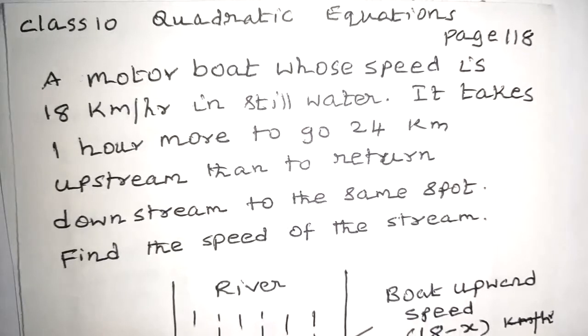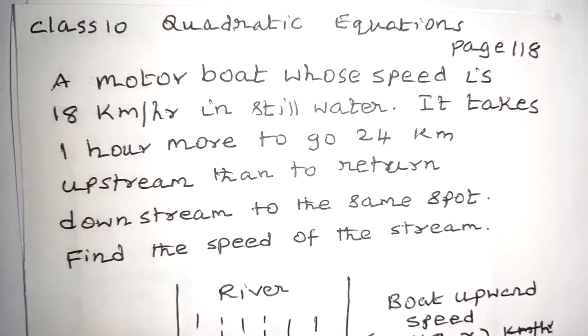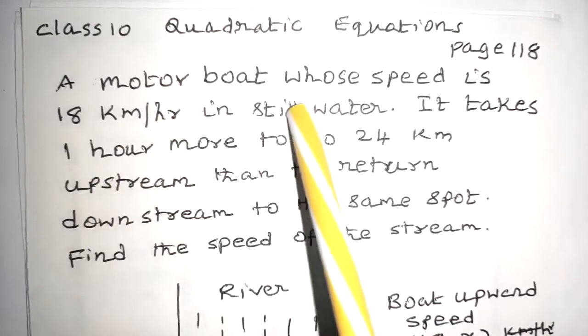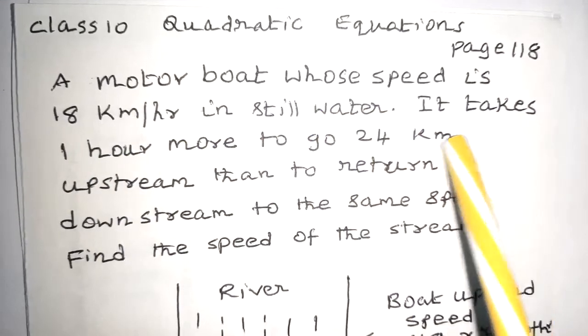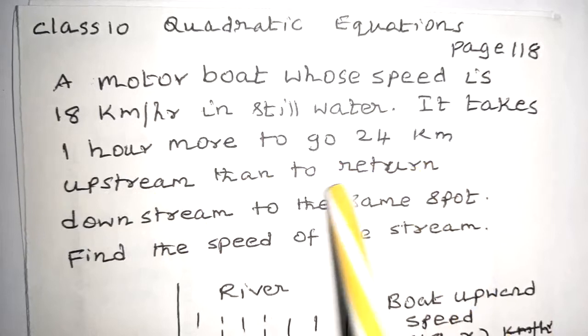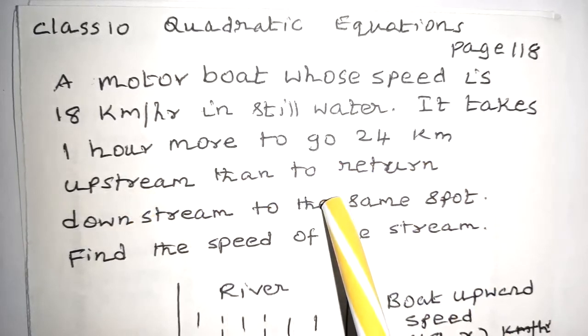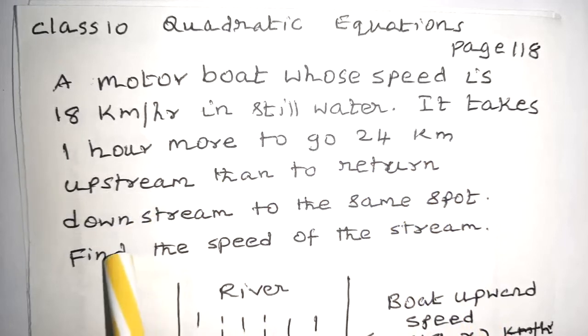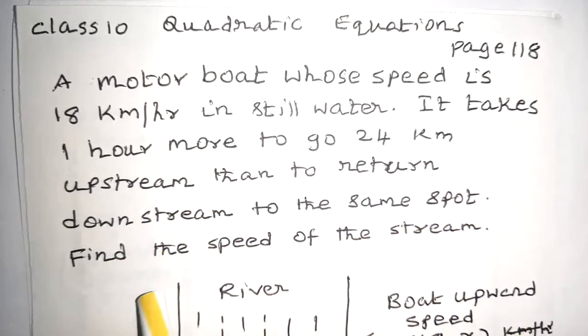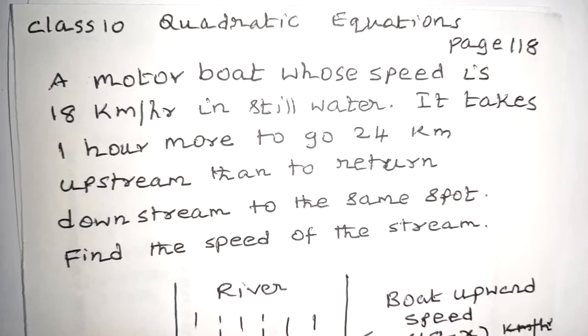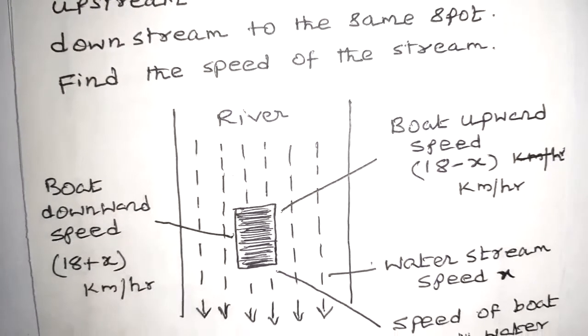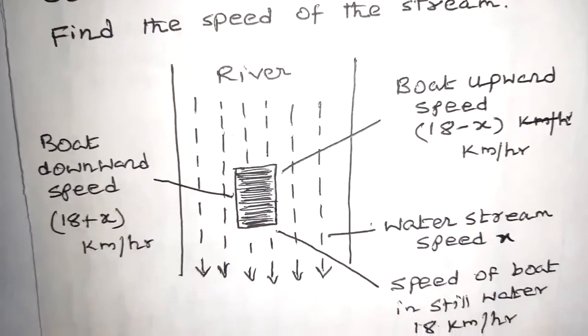Now we consider another problem. A motor boat whose speed is 18 kilometers per hour in still water takes 1 hour more to go 24 kilometers upstream than to return downstream to the same spot. Find the speed of the stream. Now we draw a diagram to understand this concept.